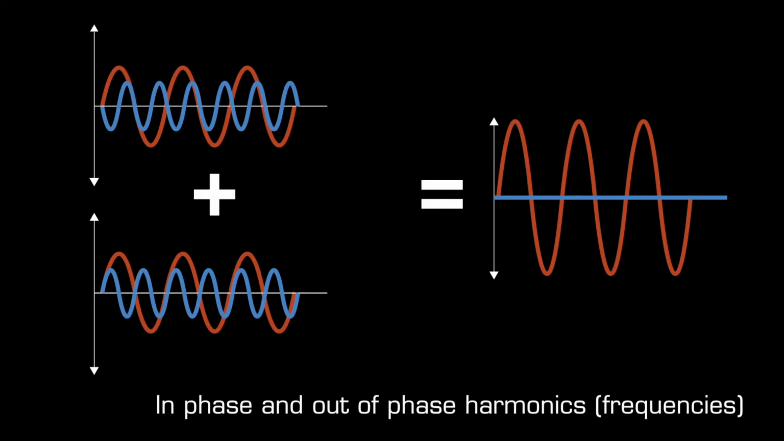Often, the phase relationship between signals can be somewhere between in phase and out of phase. This can happen for many reasons.